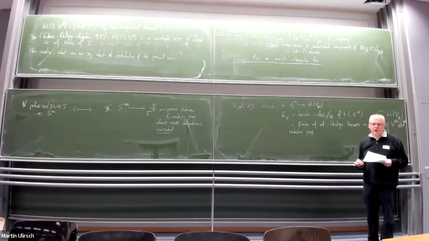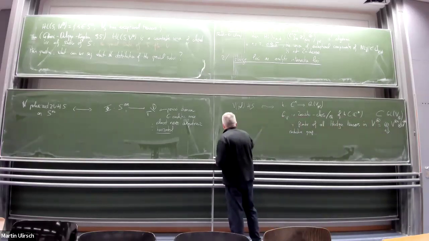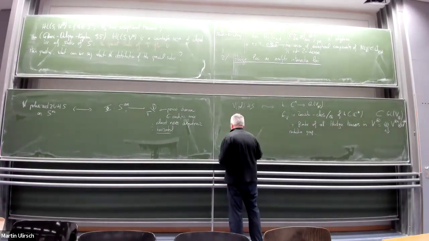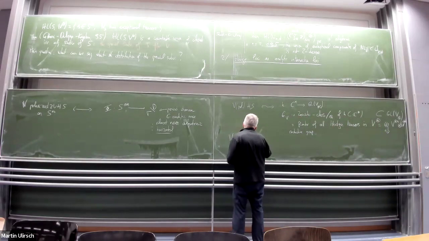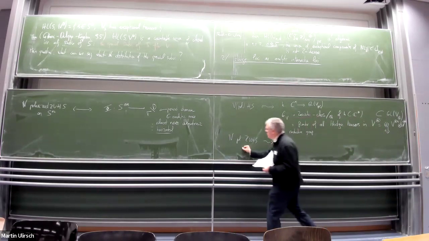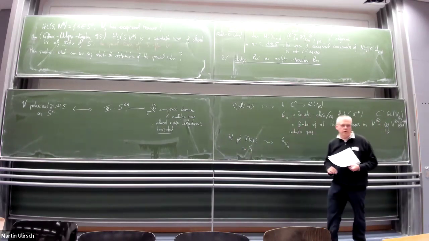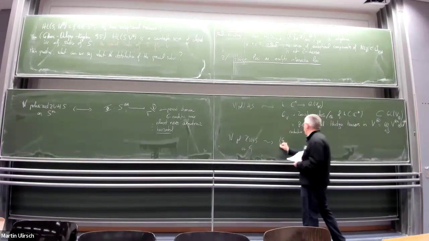So this looks a bit abstract, but this is actually really what we want to do. Now, if you have a variation, then at each point of S, you get the Mumford-Tate group at that point, or the Hodge structure at that point. Okay.